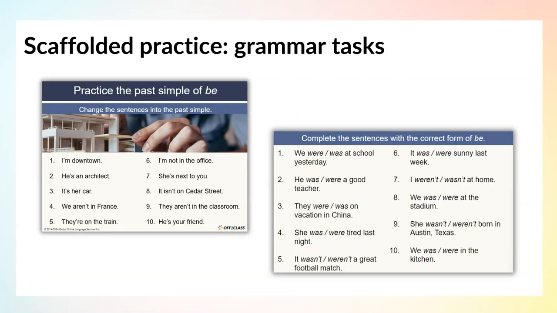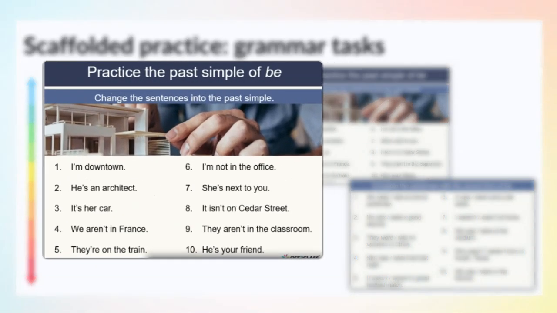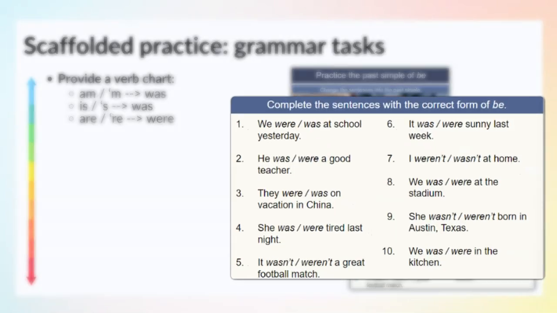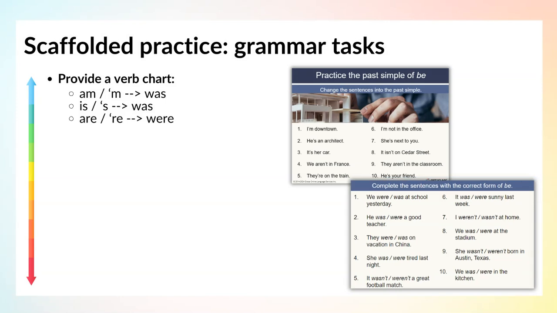Step-by-step lessons always include grammar instruction and grammar tasks. For these types of activities, you can also use scaffolding to support students of all levels. These activities ask students to change the sentences to the past simple and to complete the sentences using the correct forms of be. For beginners, perhaps you provide a verb chart with forms of be to make this more accessible.